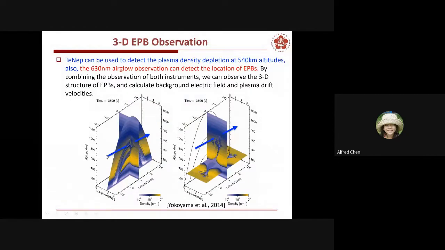So with the flight of Formosa 8, we can have an in situ measurement at this position. But with the camera, we can observe the airglow with a limb direction. So we can detect the plasma density depletion at the 540 kilometers altitude. And also the 630 airglow observation can also be used to detect the EPB.